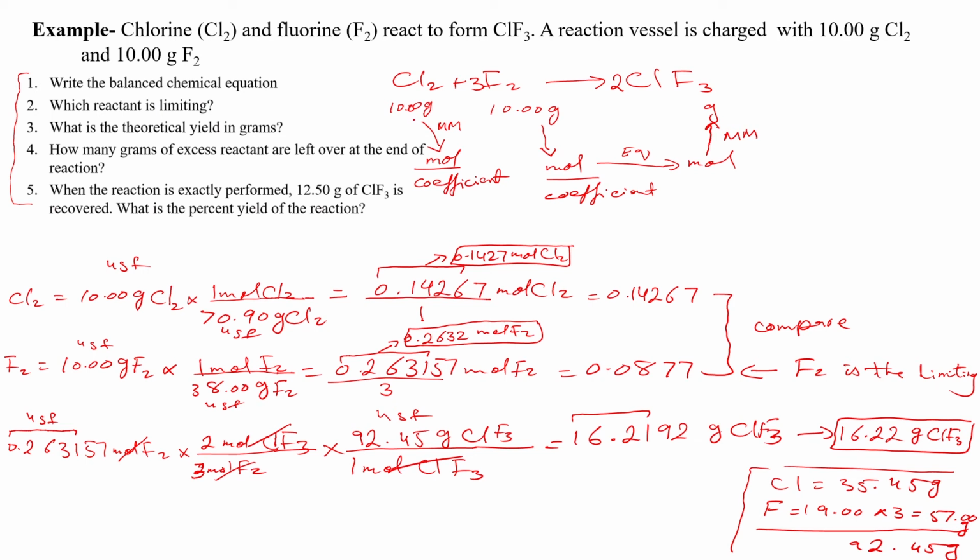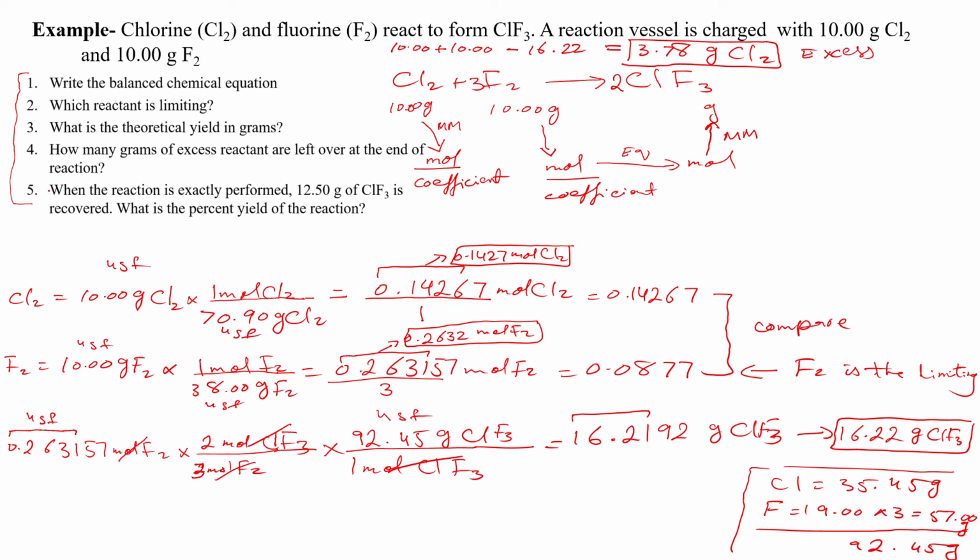To get how much of the chlorine is left over, you can simply add all the reactants that we have and then subtract the product, which is 16.22 grams, right? So you do this and then you will be able to find the leftover. So the leftover is 3.78 grams, and that leftover is actually the chlorine, right? Because fluorine is the limiting reactant, it will convert 100%. So this many grams of chlorine will be in excess.